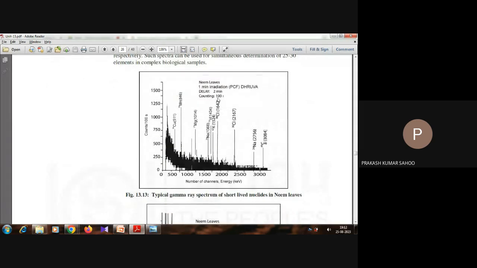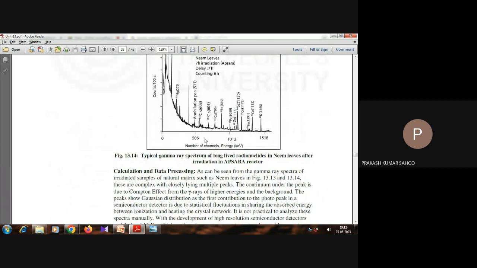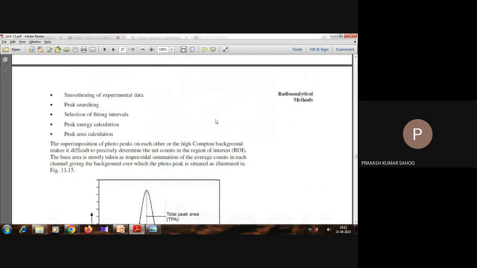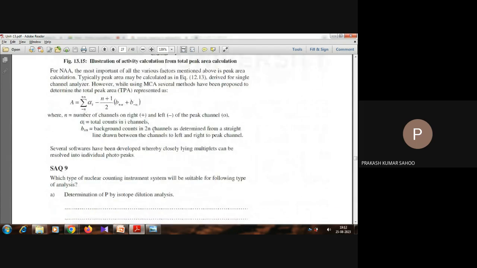Then we have some plots from there, this is a neem leaf spectrum from your gamma ray spectrum. Then this is from our Apsara reactor, which is in BARC Mumbai. Then calculation of data interpretations is done through digital mode. Then smoothing of experimental data, peak searching, selection of fitting intervals, peak energy calculation, peak area calculations are automatically done.